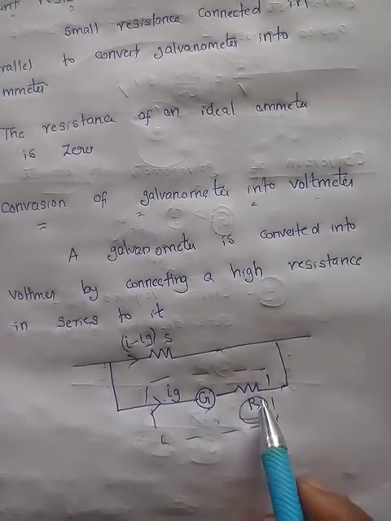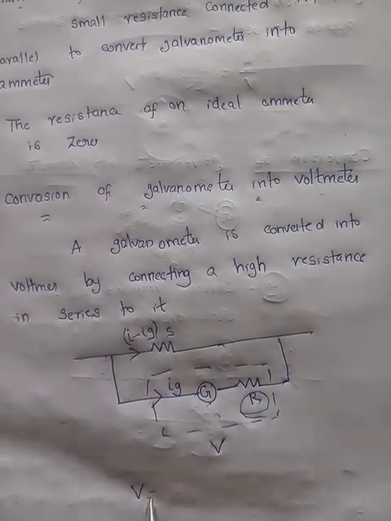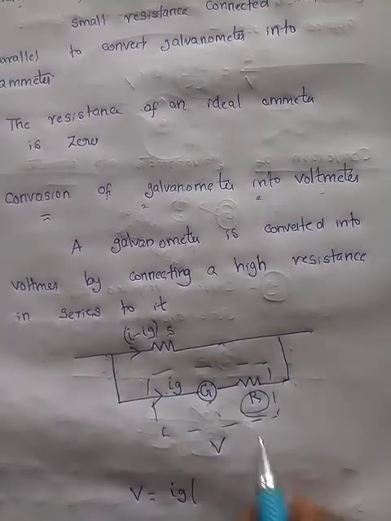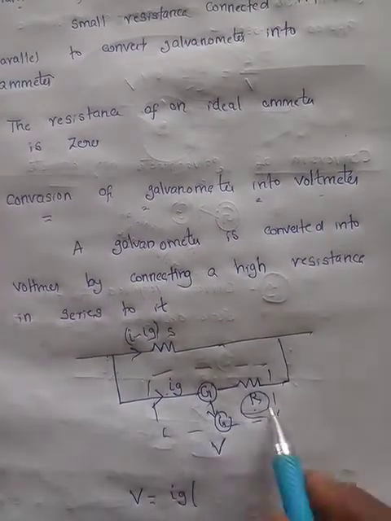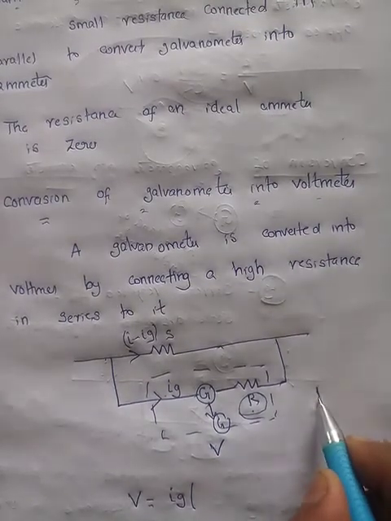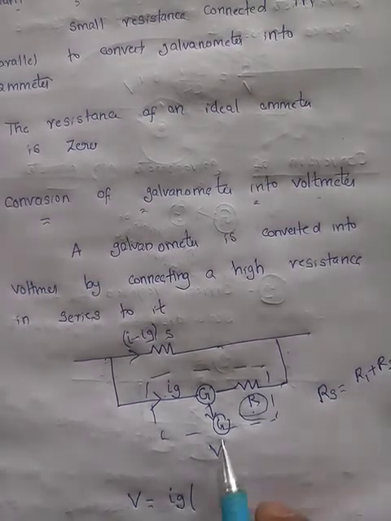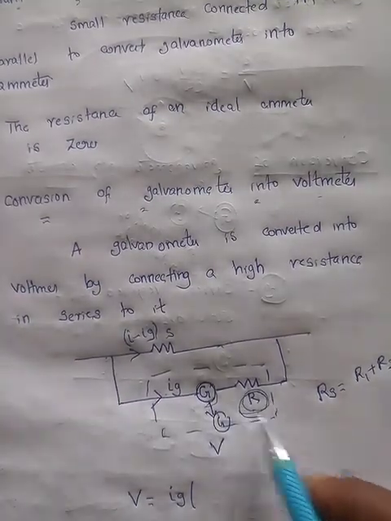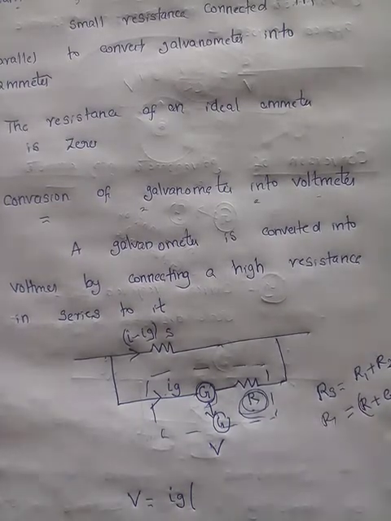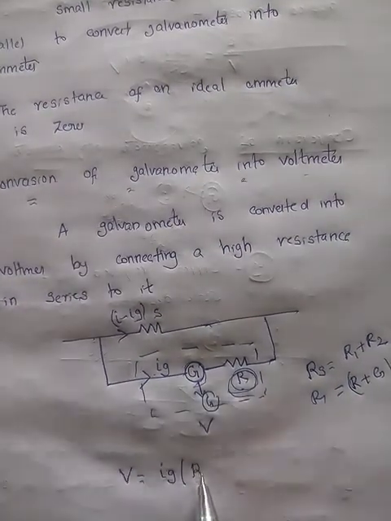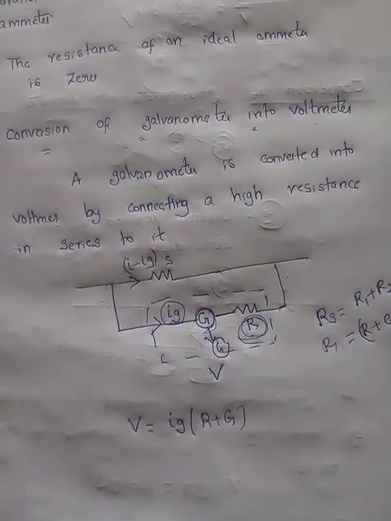Now, what is the potential across this? Assume that the potential we are going to measure is V. V equals Ig into, so the galvanometer resistance is G and we connected a high resistance R. Both are connected in which combination? Series combination. In series combination, Rs equals R1 plus R2. Here R1 is G and R2 is R. So Rs equals R plus G. Now we can write this as Ig into R plus G. In series the current flowing is constant.